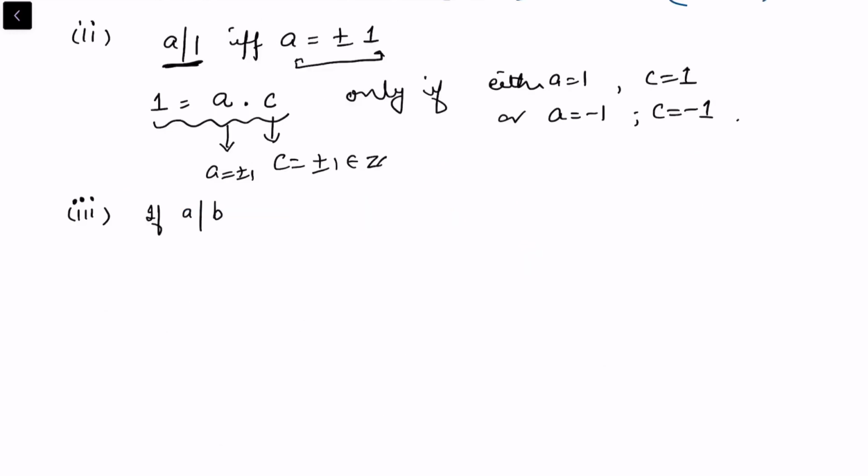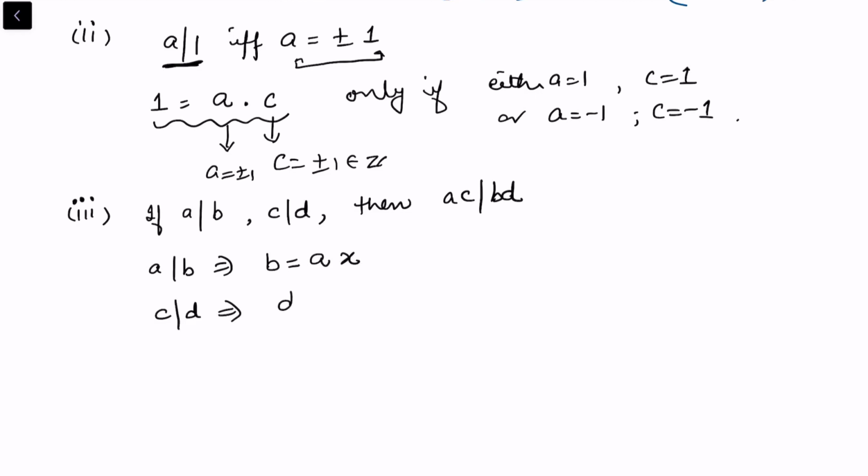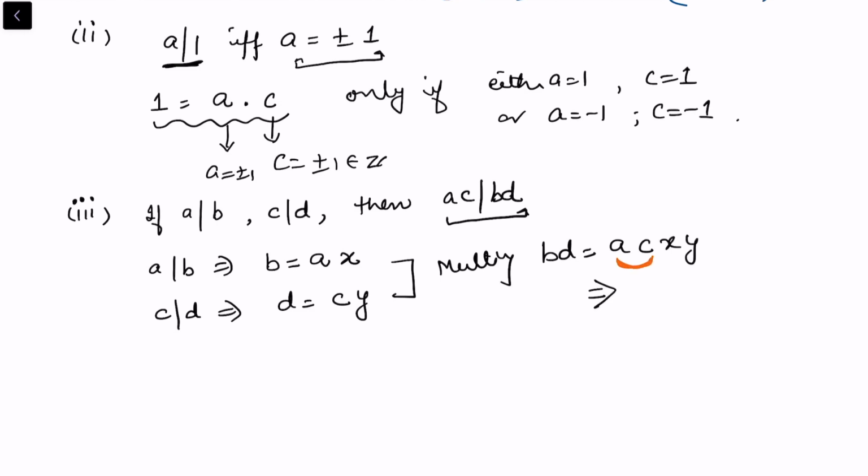The third property: if a divides b and c divides d, then the product ac must divide bd. Let's see. If a divides b, this means b is a multiple of a, so we can write b is equal to a times some x. If c divides d, that means d is a multiple of c, so d is equal to c times y. Now we want ac divides bd, so let us multiply these two. Multiplying, we get b times d is the same as ac times xy. This expression shows that the product ac divides bd, which is obvious for these values of x and y, which belong to the integers.